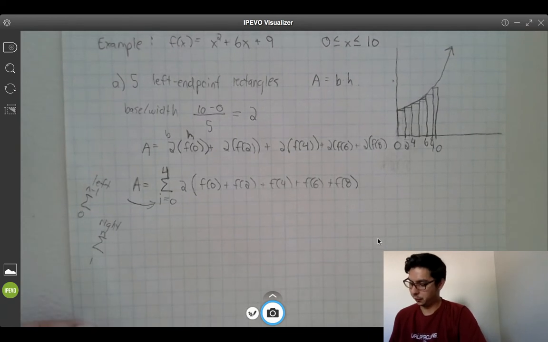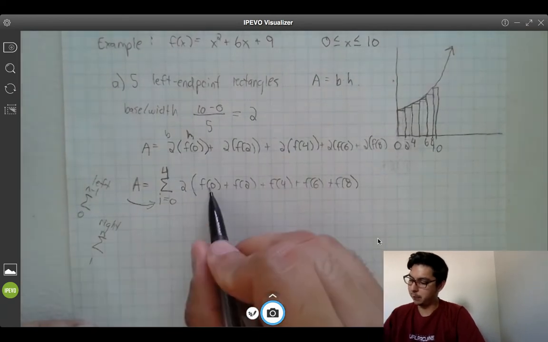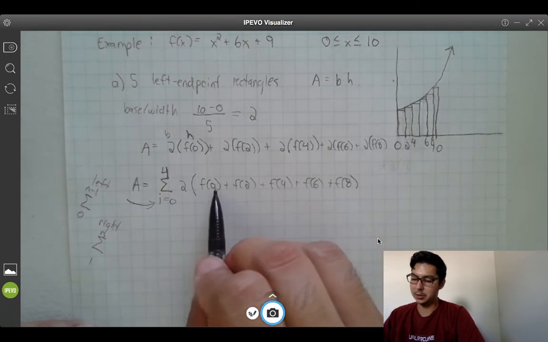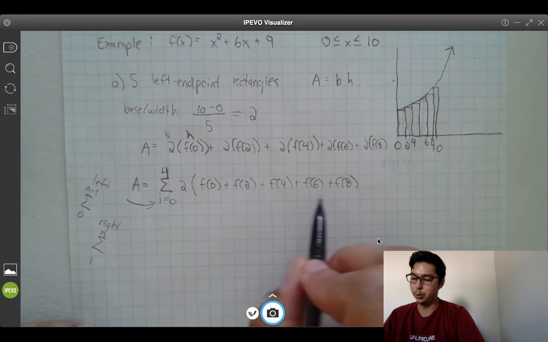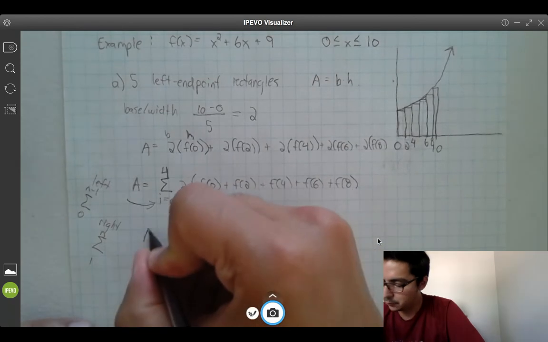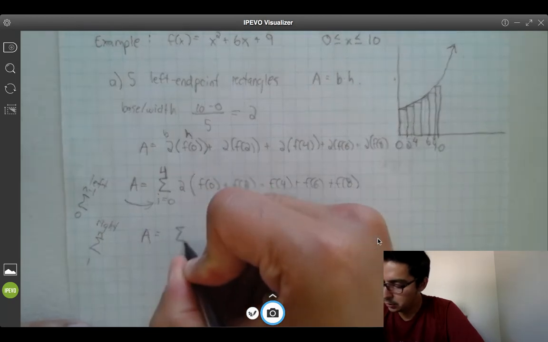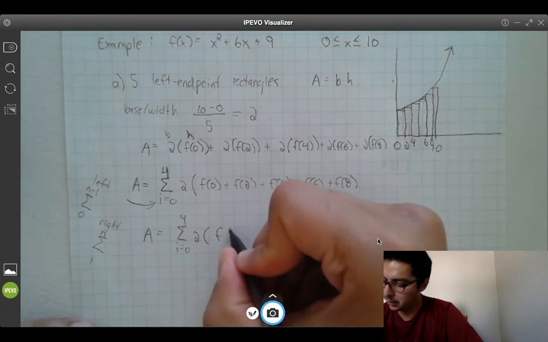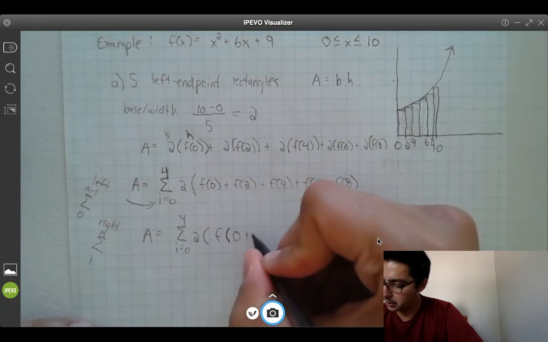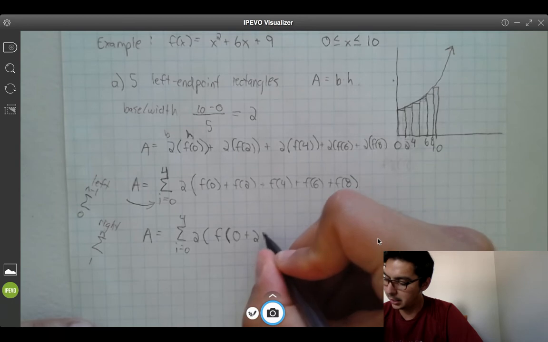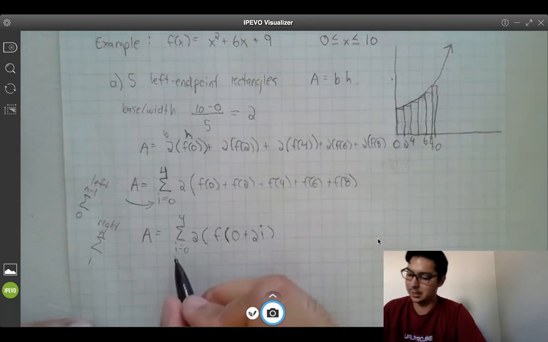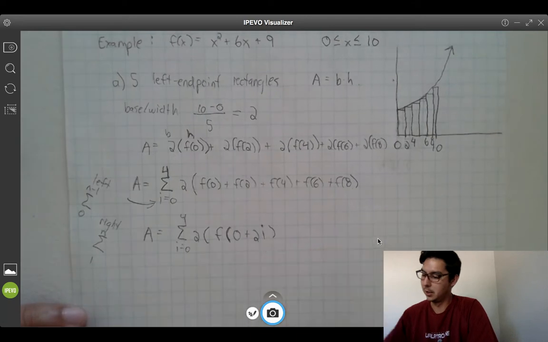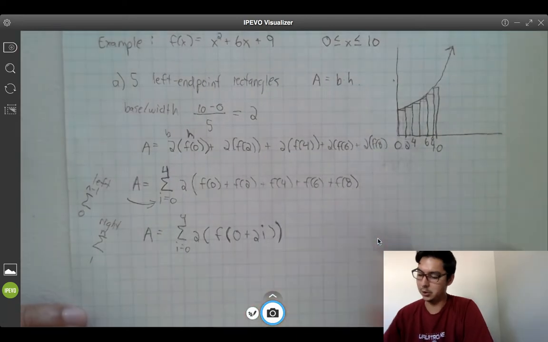Notice that this is a linear pattern. If we look at 0, 2, 4, 6, 8, well, that's a linear pattern. It starts at 0 and adds 2 every time. So then we could write area is equal to the sum from i equals 0 to 4 of 2, and then we can put f of 0 plus 2i, and I use i because that's the variable for my summation here. And there it is. That's my summation.